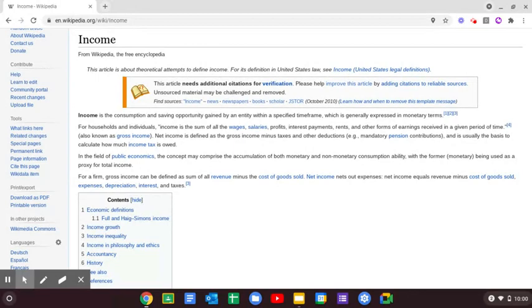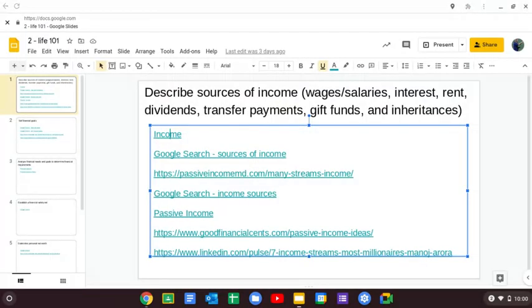But you have your income: gross is what you're bringing in, net is minus your taxes, and your income tax is based off of your net income. Gross is everything. So when we talk about income, we're making money. Let's go back to our list. Wages and salaries, that's making money. Interest, making money. If we're getting paid rent, that's making money. If we're getting dividends, transfer payments, any of these are ways we're going to get money.